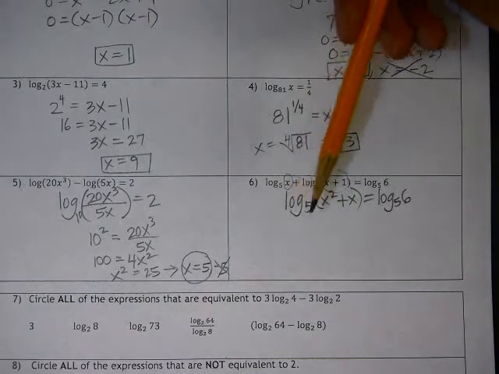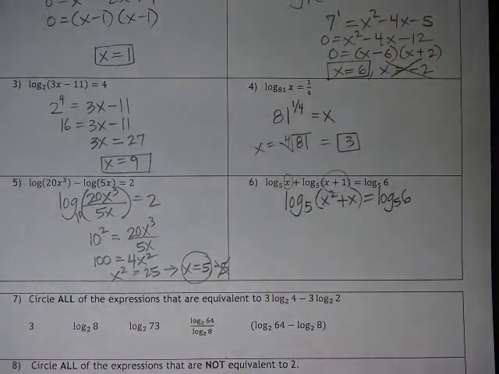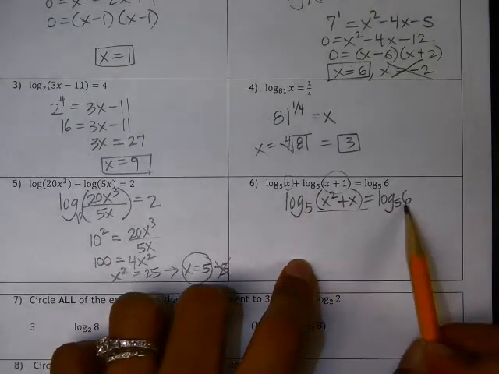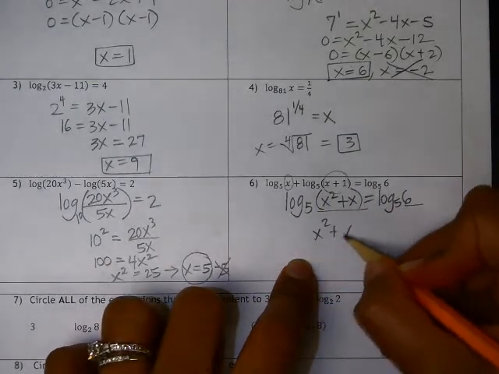So here we have a log base 5 on the left and right side of the equation. So we know that because both of these are log base 5, we can set these arguments equal. X squared plus x equals 6.